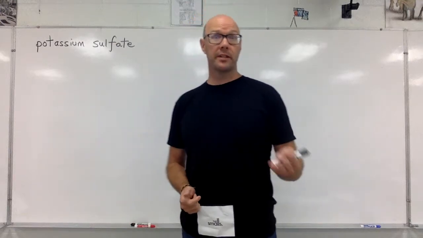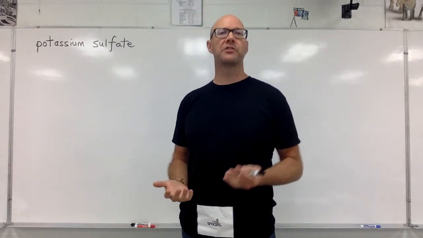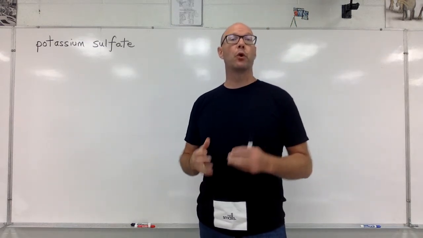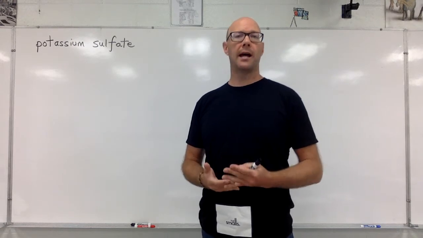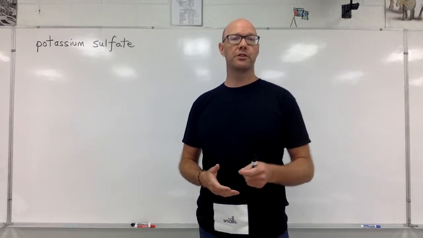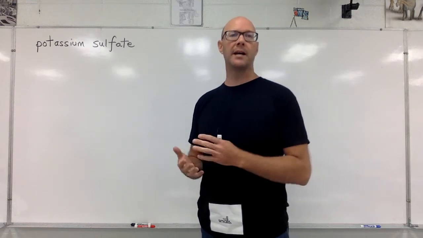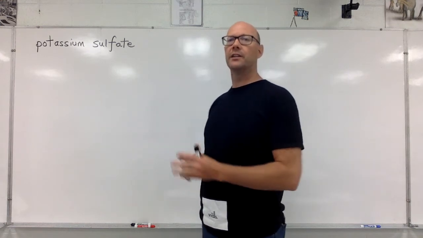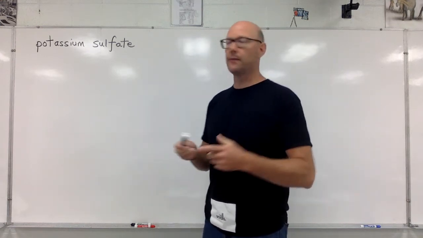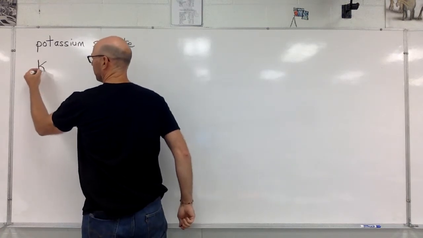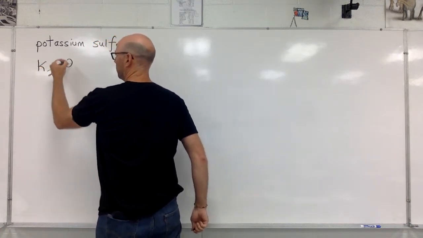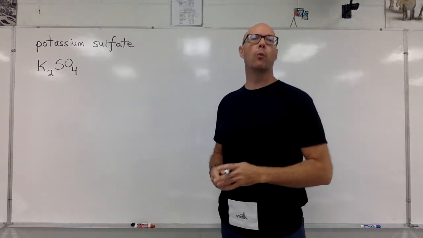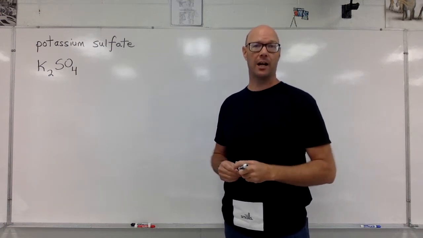Hi everyone. This is an example of a percent composition by mass style problem. Let's work out the percent composition by mass for each element in the compound potassium sulfate. My first step is to determine the formula for potassium sulfate. Now potassium is a 1 plus ion and sulfate is a 2 minus. A 1 plus and a 2 minus gives me K2SO4. I need two potassiums to balance the charge of one sulfate polyatomic anion.